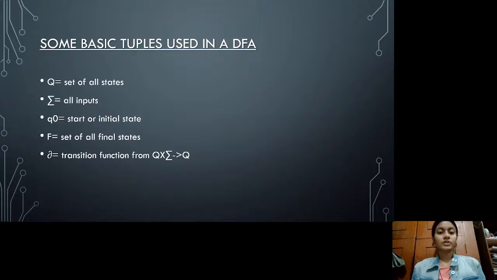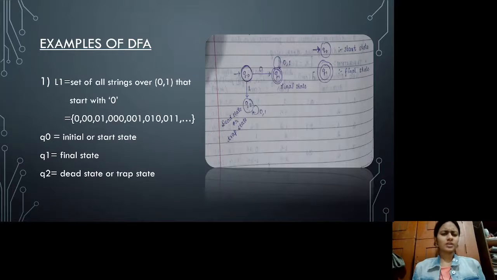So let's start with some examples of DFA. Very basic examples. This is L1, and these are the languages. We call it a language. So this language L1 says that it is a set of all strings over 0 and 1, that means only 0 and 1 are to be included in this particular language, that starts with 0. And one more compulsion is there: it should only start with 0. So we can think of 0. Then of length 2, we can think of 00 or 01. Of length 3, we can think of 000 or 001 or 010 or 011, etc.